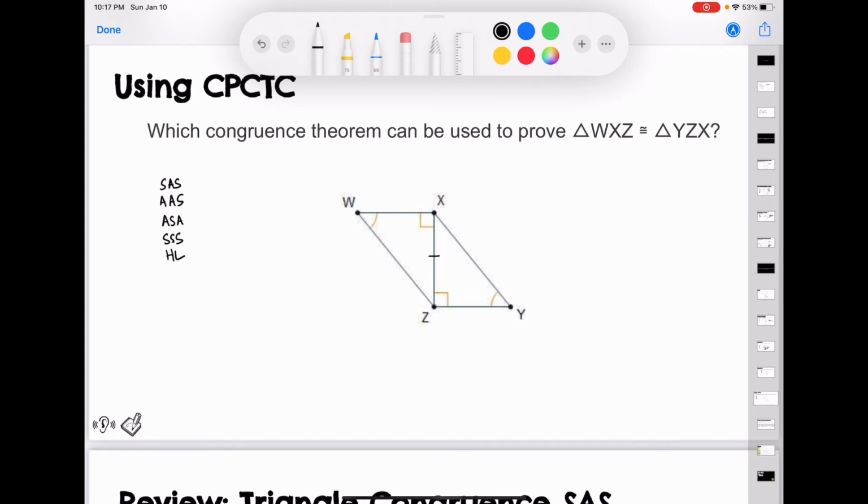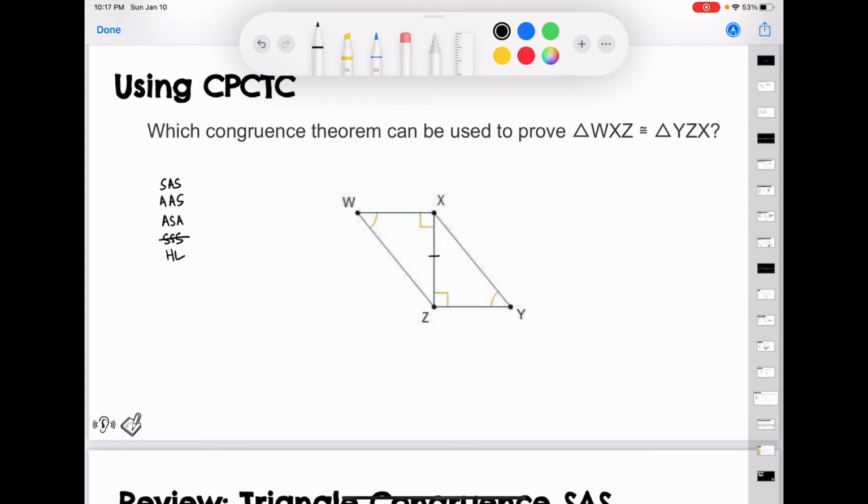So we can assume congruence there because it is in fact the same side. But we aren't told anything about all the sides, so we can't use the side-side-side theorem. Are we told anything about how we're told that we have two right triangles, so we might be able to use the hypotenuse-leg theorem.